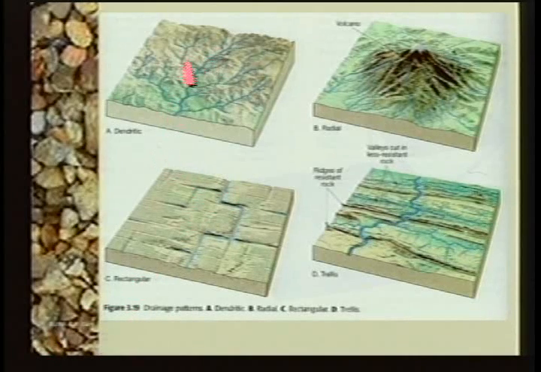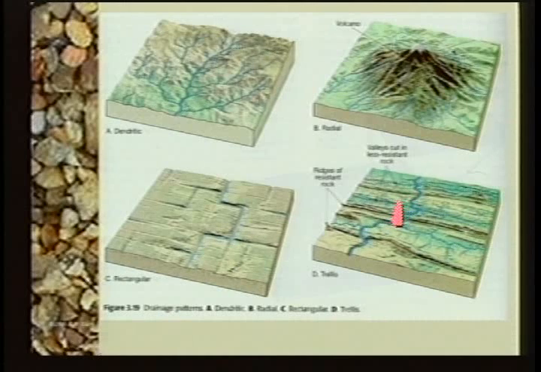Dendritic is tree or root-like. This is what we typically think of in a drainage pattern. A radial system will develop like the spokes of a wheel from a topographic high radiating down. Rectangular systems typically develop along fault lines or joints in the bedrock.